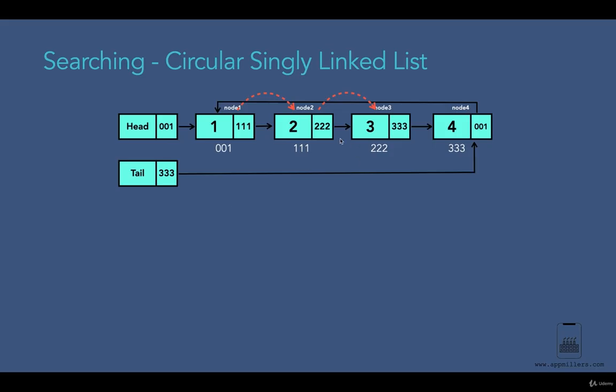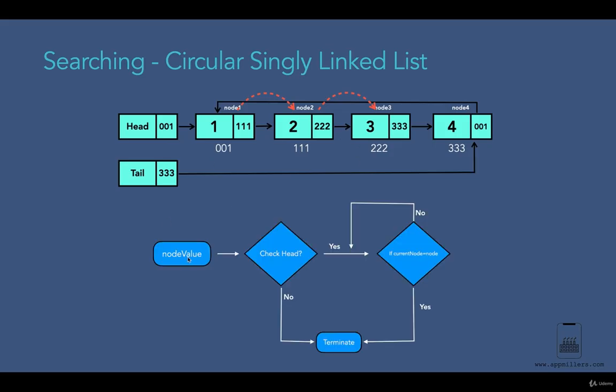Now let's see what the algorithm of this searching looks like in the case of a circle single linked list. The algorithm starts with node value. This is the parameter that our method will take, so we are looking for this node value. The first thing, as always, is to check whether this circle single linked list exists or not. If head is equal to null, we terminate our algorithm and print a message saying that the linked list does not exist.